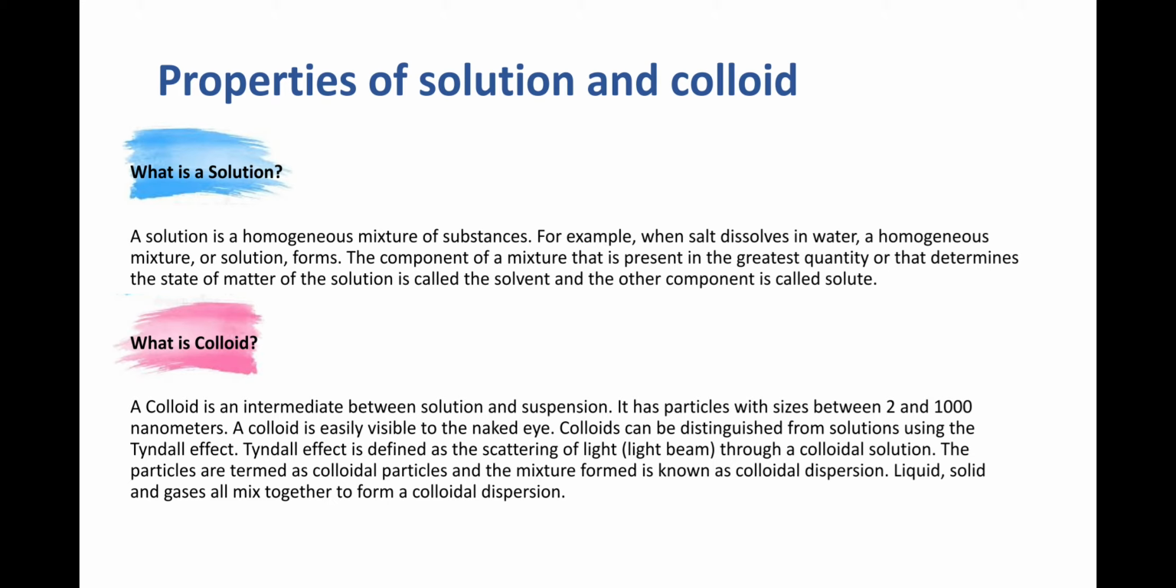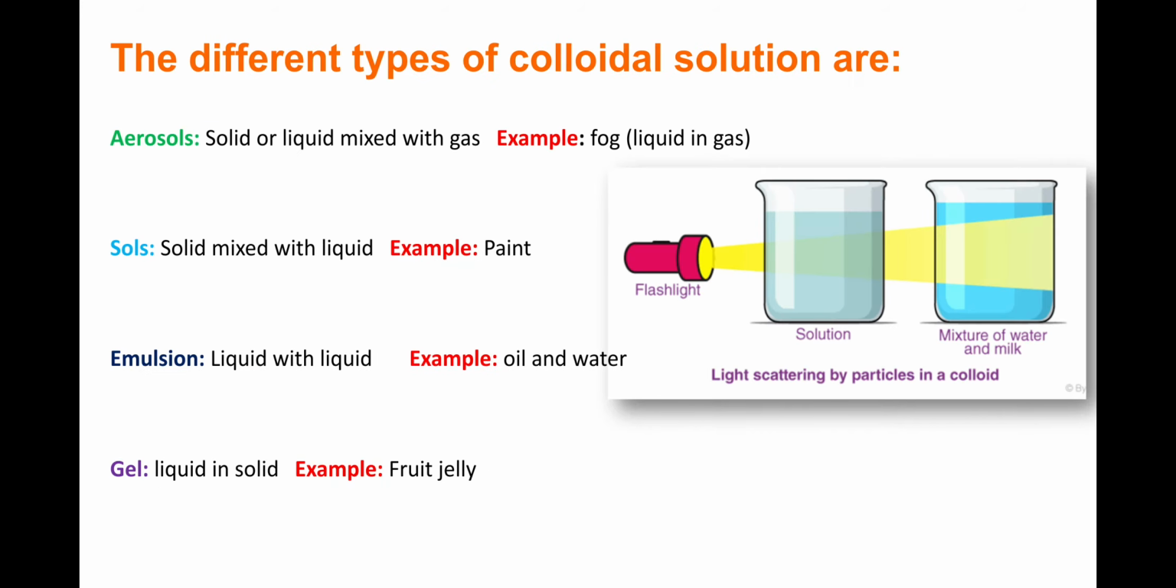What is a colloid? A colloid is an intermediate between solution and suspension. It has particles with size between 2 and 1000 nanometers. A colloid is easily visible to the naked eye. Colloids can be distinguished from solution using the Tyndall effect. Tyndall effect is defined as the scattering of a light beam through a colloidal solution. The particles are termed colloidal particles, and the mixture form is known as colloidal dispersion. Liquid, solid, and gases all mix together to form colloidal dispersion. And here is a photo of the Tyndall effect.